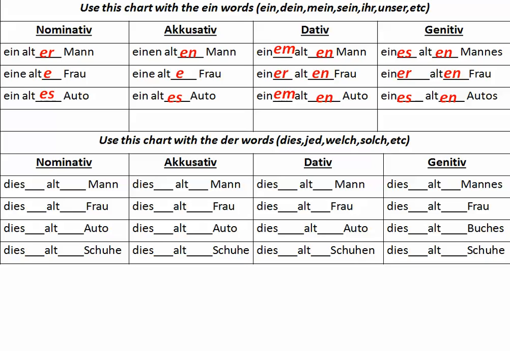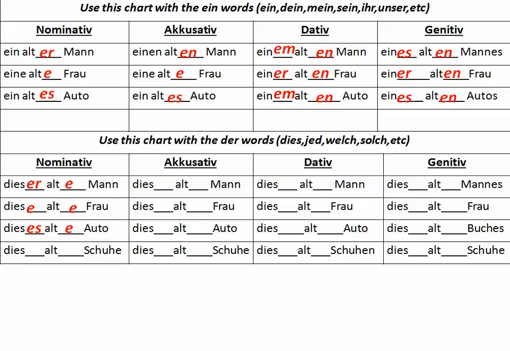These include the words dies, jed, welch, und solch, and we'll kind of talk about these in a minute. But let's look at our chart first. So, dieser alte Mann. If you're familiar with the other chart, der alte Mann, this is the same thing really, because the er is reflecting that it's masculine, so the adjective just takes an e. All the adjectives here are going to take e's for feminine and for das words.